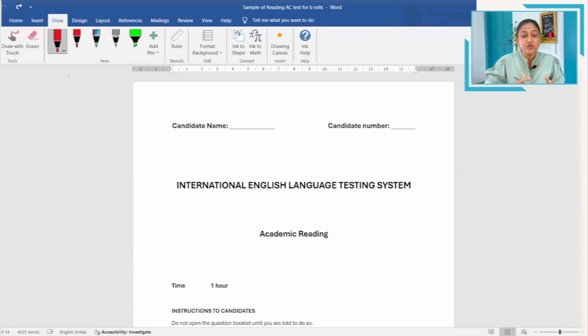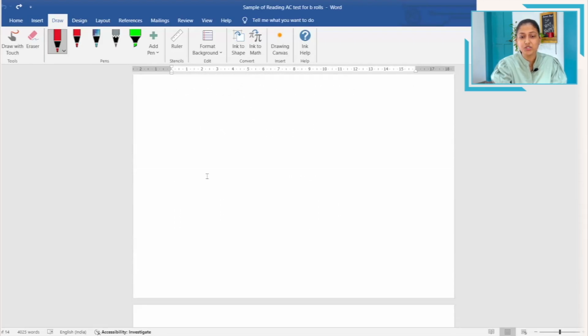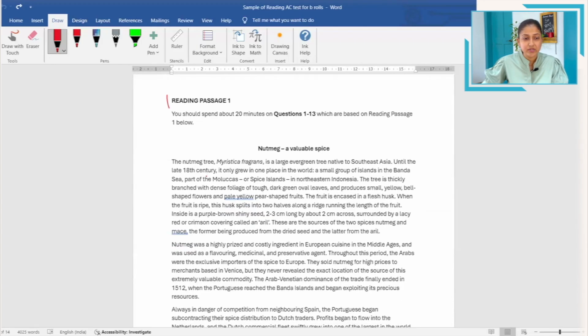Let's have a look. So on your screen right now is a sample of how your reading academic paper would look like. Let's just quickly have a look at it. So what do we see? Okay, certain instructions are given. Once asked, you will just open the paper and you will see that there is written reading passage 1. With that, there are some instructions. It says you should spend about 20 minutes on question 1 to 13, which are based on reading passage 1 below.